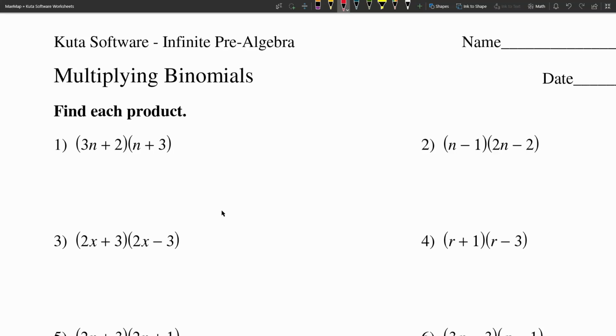In this video, we're going to complete the Kuta Software Infinite Pre-Algebra free worksheet, Multiplying Binomials.